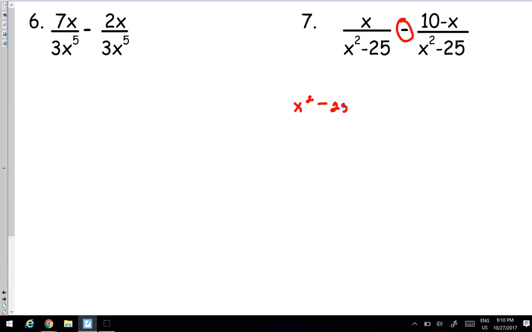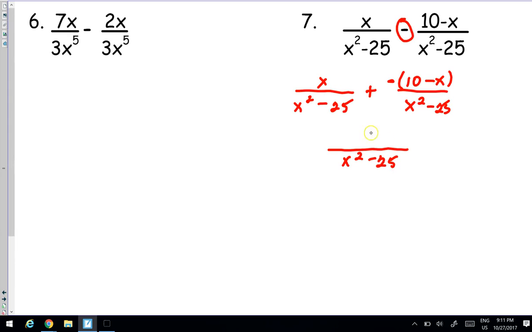As a suggestion to you, what I'd like you to do is change this to an addition problem and just put that negative sign in the numerator with parentheses surrounding those binomial terms. And this is just a reminder to you to negate the negative sign. My denominators are the same, so I'm just going to rewrite it once. I'm going to make sure to distribute that negative sign to both terms. And now I'm up to the stage of combining like terms.